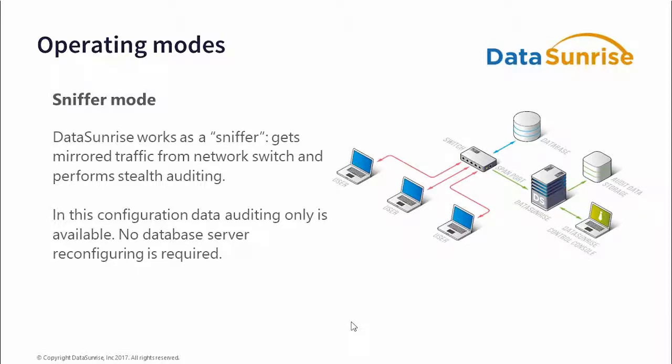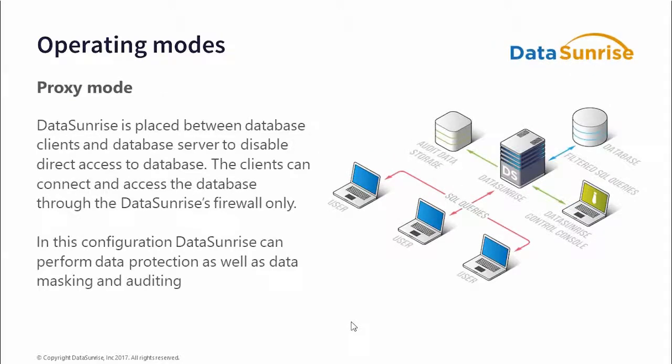DataSunrise can be deployed either in sniffer mode or in proxy mode, depending on requirements or the environment. Sniffer mode is a passive mode. DataSunrise is connected to a span port of a network switch to listen to the traffic. In this configuration, DataSunrise passively monitors the SQL traffic, so only database activity monitoring can be used. Sniffer mode can be used to run a self-learning, for example.